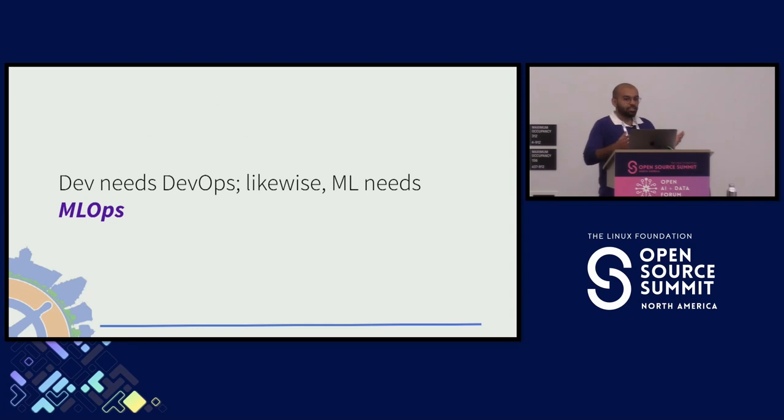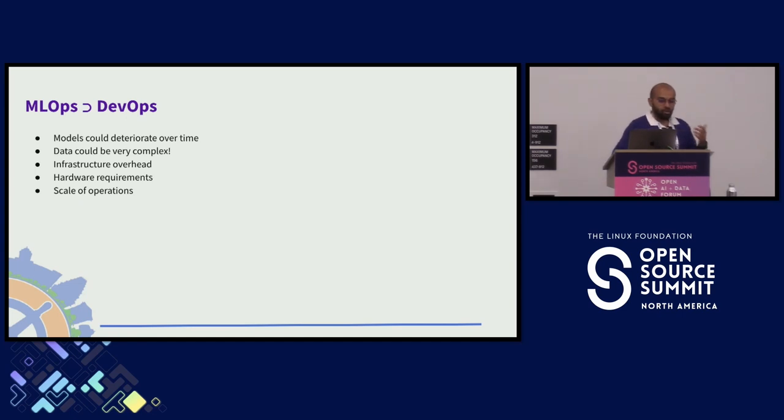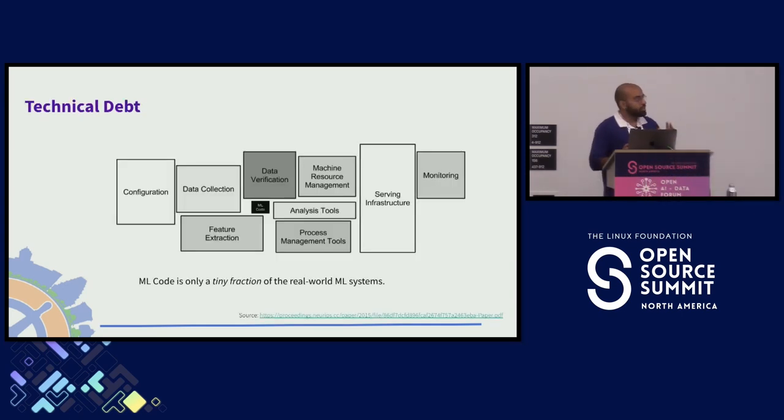As a dev needs DevOps, likewise ML needs MLOps, because ML has a lot of challenges, such as models can deteriorate over a long period of time, and the data can be very complex, a huge data set. There can be a lot of infrastructure overhead, and if you have already heard about ML, then you would know that the hardware requirement is quite large most of the time. I am talking about CPUs and TPUs that a lot of people might not have, and the scale of operations is exponential on that.